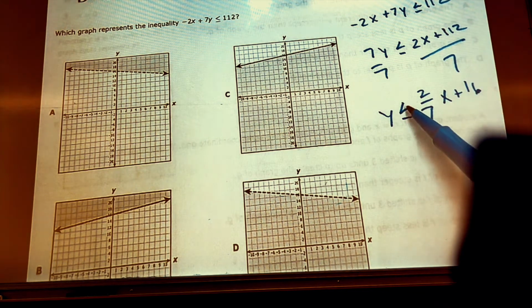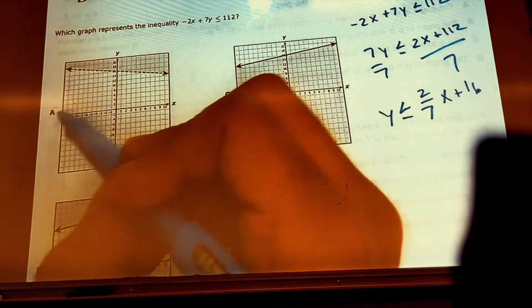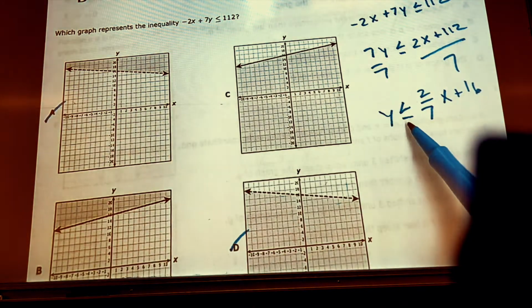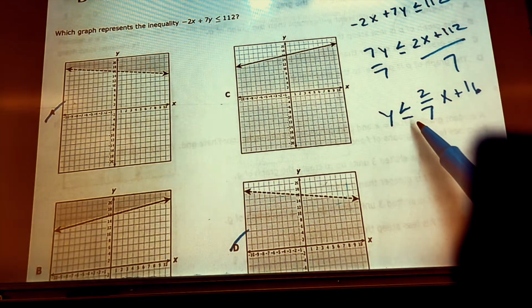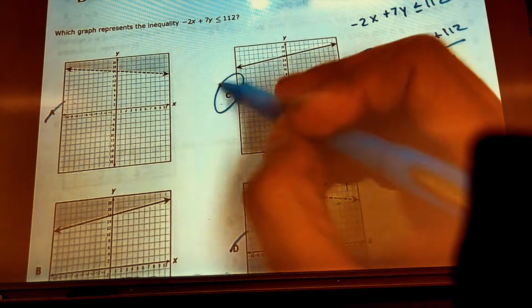Okay, solid or dash? Solid. Solid, cross out D and A. Okay, this is a less than sign or a greater than sign? Less than. Less than sign. So less than or equal to, which means we shade where? Below, answer C. That's it, that's done.